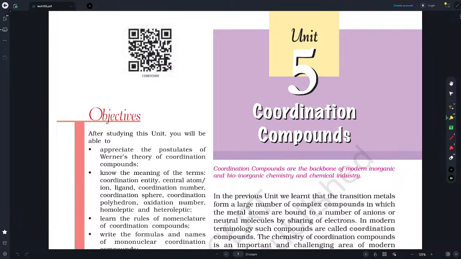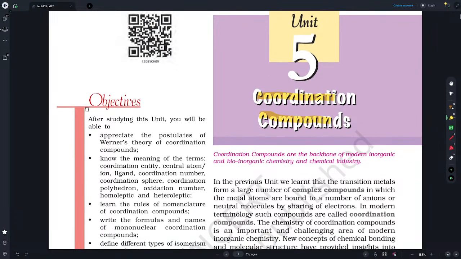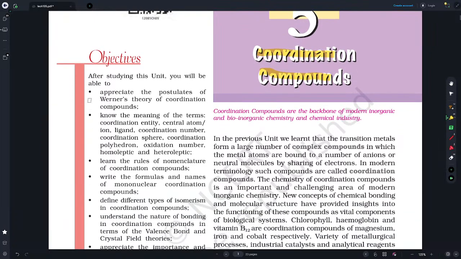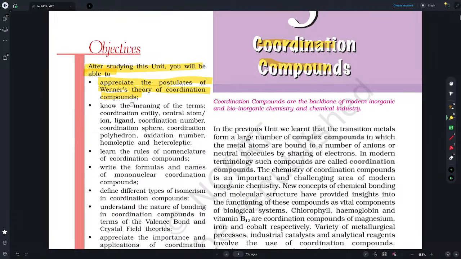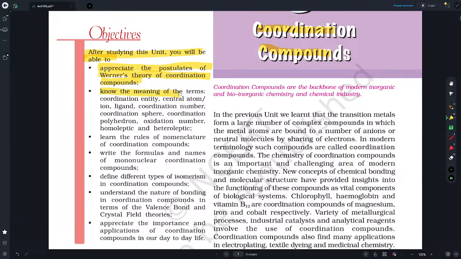Yes, Unit 5 Coordination Compounds. In this chapter, the objectives are: after studying this unit, you will be able to appreciate the postulates of Werner's theory of coordination compounds, know the meaning of the terms coordination entity, central atom, ion, ligand, coordination number, coordination sphere, coordination polyhedron, oxidation number, homoleptic and heteroleptic.